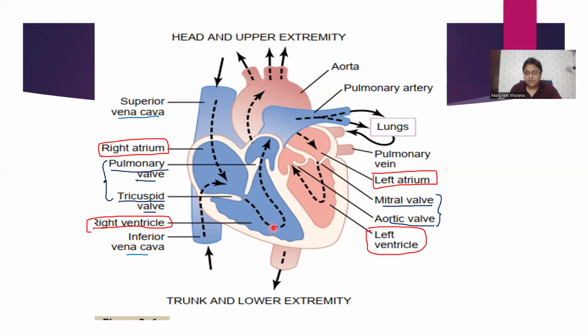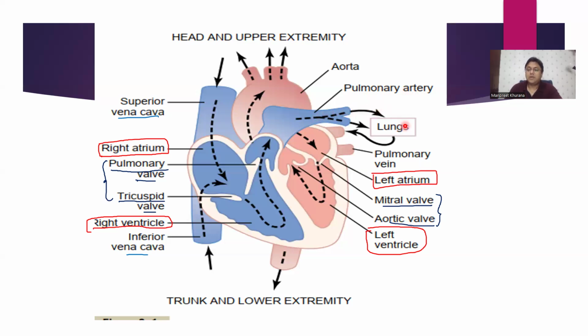Now from the right ventricle, this impure blood is pumped to the lungs. The artery which is taking this blood to the lungs is called the pulmonary artery. Now we know that all the arteries carry oxygenated blood or pure blood, right? But pulmonary artery is one of the examples. There are other examples too, which we will discuss later on. This is one of the examples where an artery is carrying impure blood or deoxygenated blood. Now the pulmonary artery takes this blood to the lungs.